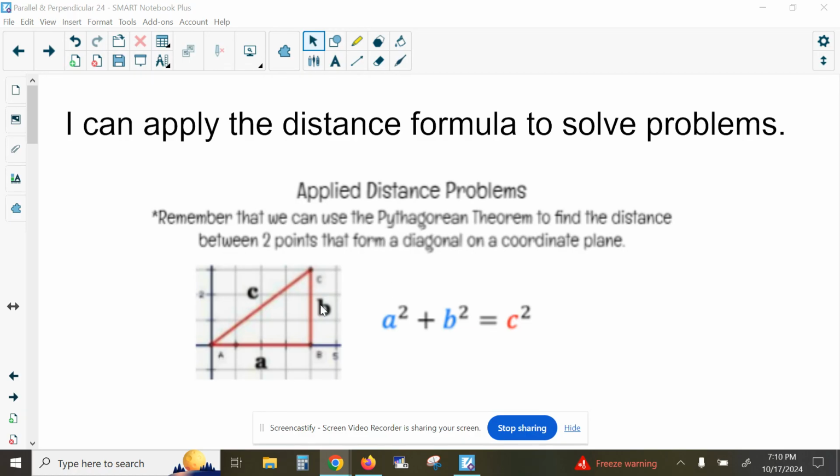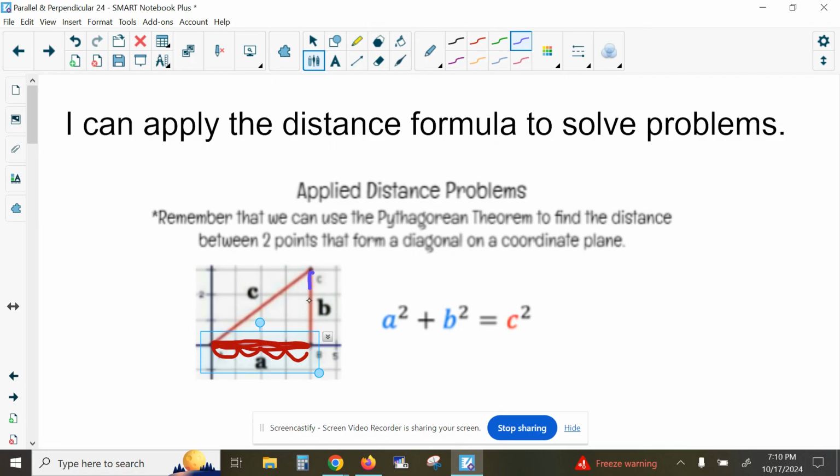on a coordinate plane. So remember when we had to find, for example, if we had this picture right here, remember if we wanted to find the length of this red side down here, we could just count bubbles and say 1, 2, 3, 4. If we wanted to find the length of this blue side, we could still count bubbles and just do 1, 2, 3 bubbles high. But when we go diagonal, remember we're not allowed to count diagonal bubbles.